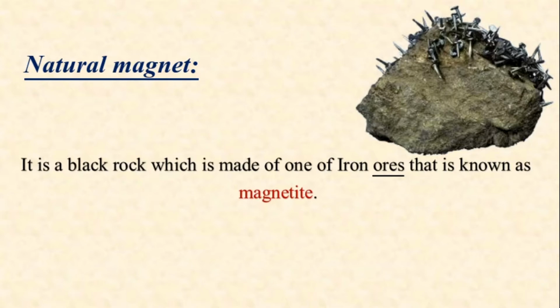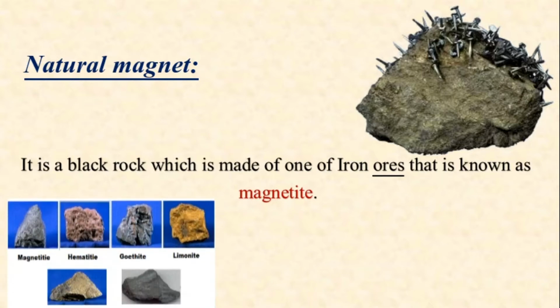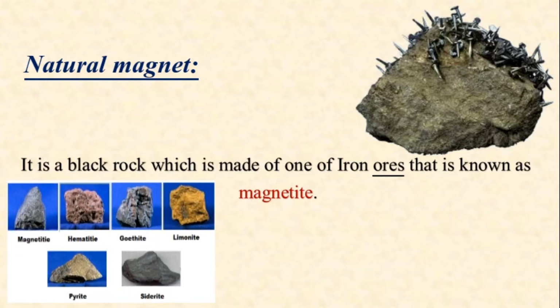And iron has many different ores, like what? Like magnetite, hematite, and so on. You don't need to know all these ores, you just have to know one of them, which is called magnetite, because magnetite is the only ore of iron that has the ability to attract all iron materials.